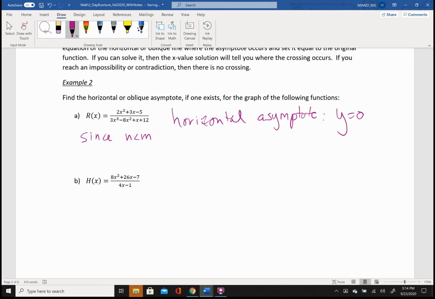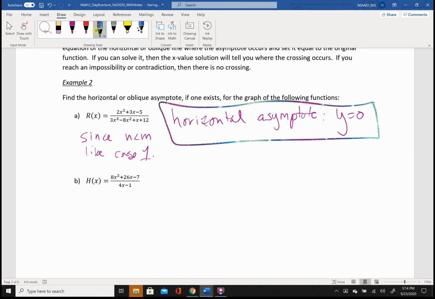And we can even note, and this is just personal notes for us, like case 1. We want to refer back to the cases. Okay, great. So yeah, horizontal asymptote, y equals 0. Great. Moving on to part B.